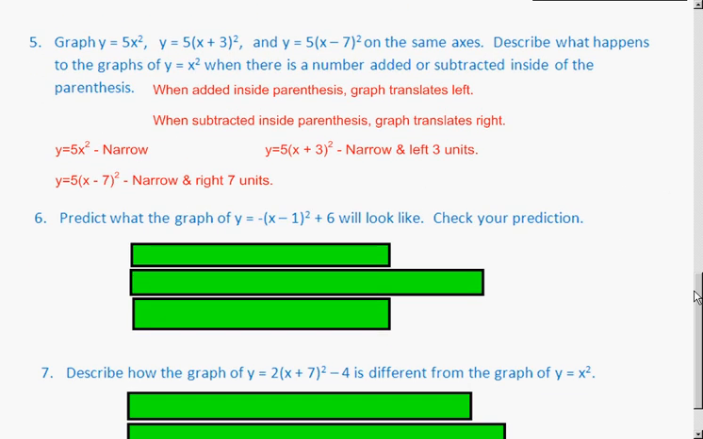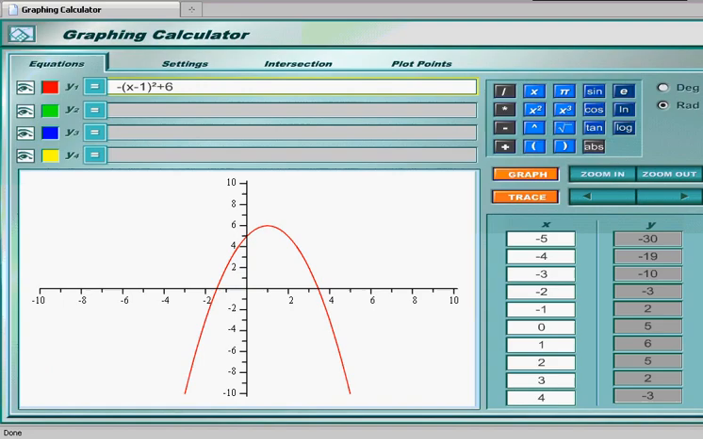Question 6, predict what the graph of y equals negative (x minus 1) squared plus 6 would look like. Check your prediction here. So what do you think is going to happen? There's 3 things that you should have down that will happen. And go ahead and check your prediction.